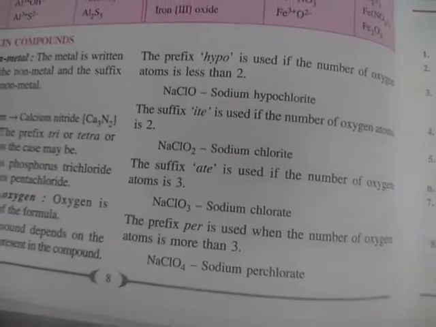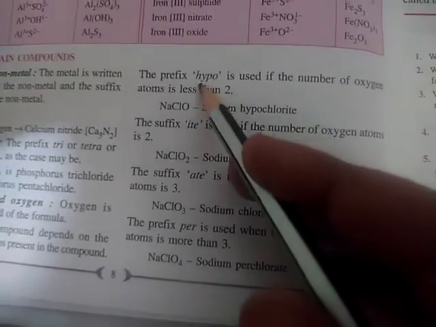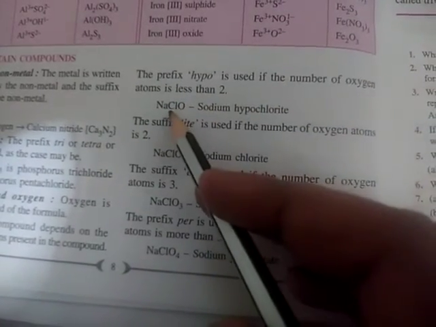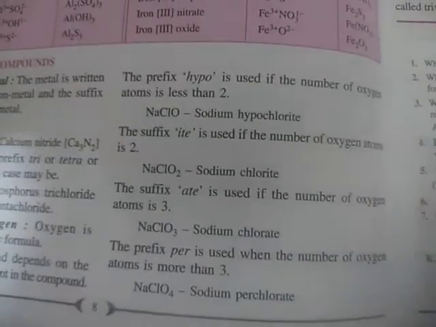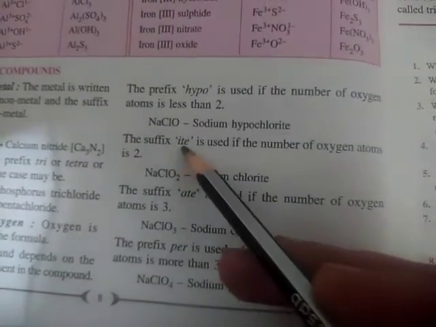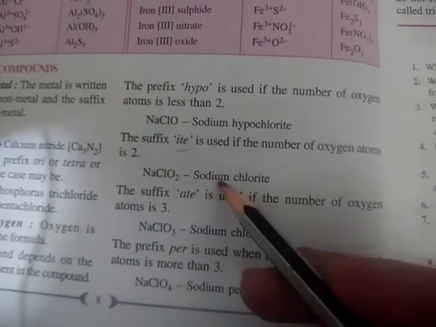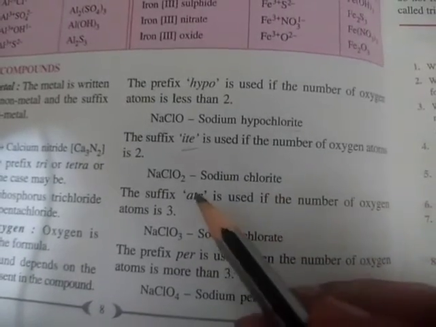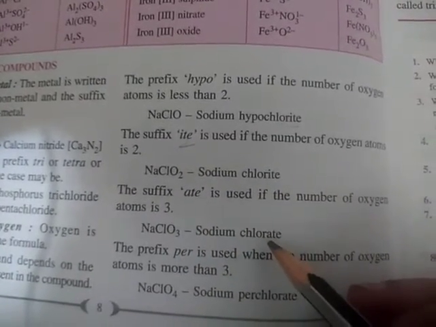On page number 8, some more types of nomenclature are there. For example, when hypo is used, the oxygen atom count is less than 2, like sodium hypochlorite means oxygen is 1 only. Then chlorite, where ite is used if the number of oxygen atoms is 2. Sodium chlorite, now this time hypo is not there, sodium chlorite only. Likewise, ate will be used if oxygen atoms are 3, sodium chlorate.